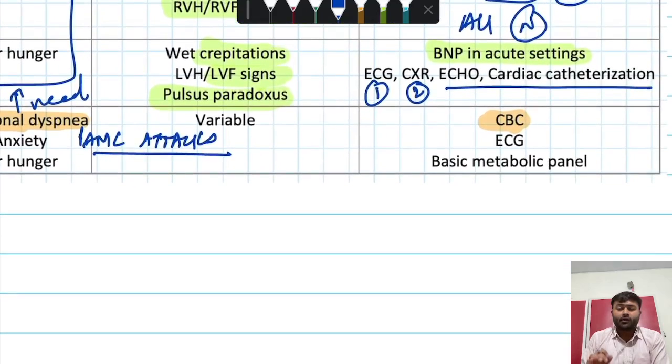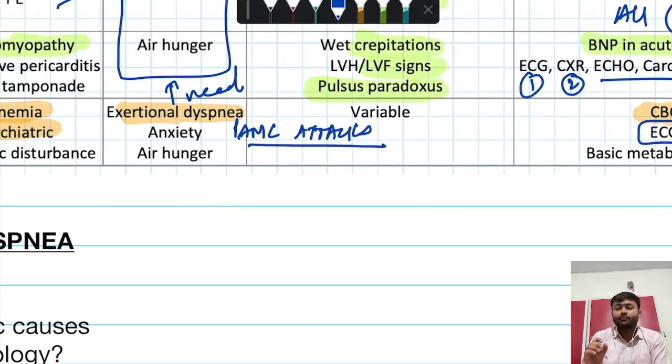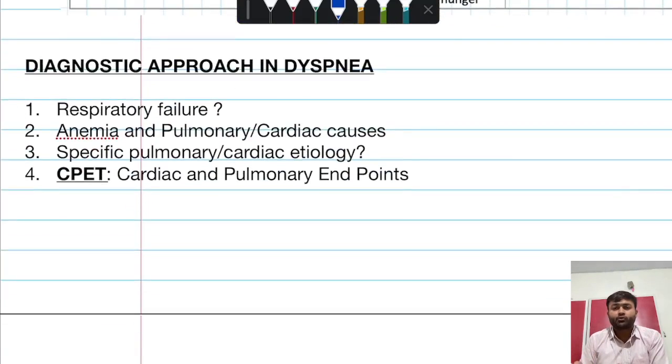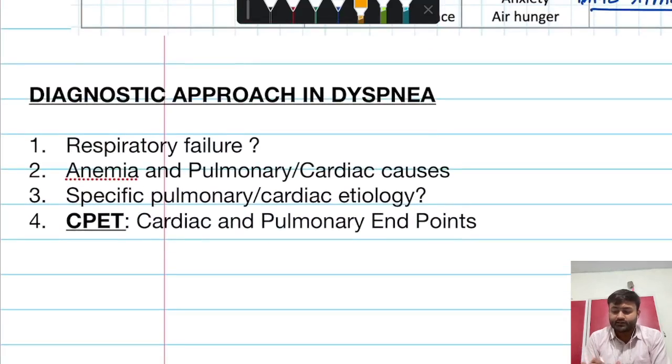A clinician will first think of an MI-like cause and will order an ECG, but remember the ECG is normal in panic attack conditions, and that will help us include the diagnosis of panic attacks in this patient. Then the diagnostic approach in dyspnea is first to rule out a serious cause, that is, respiratory failure present in the patient.